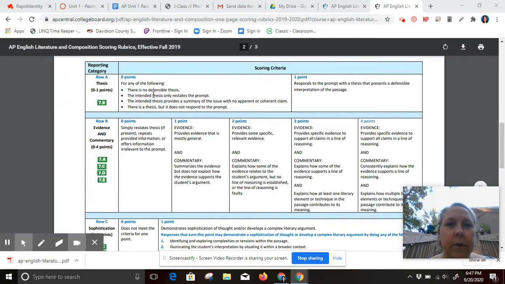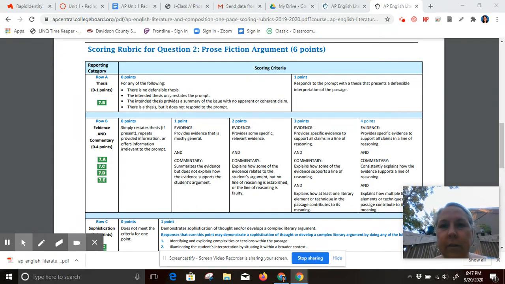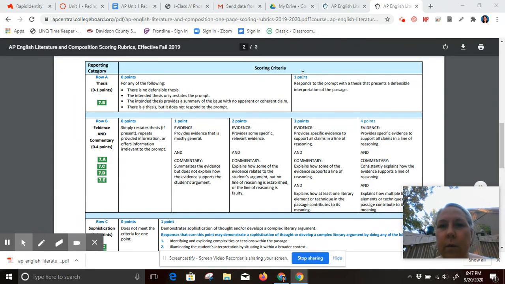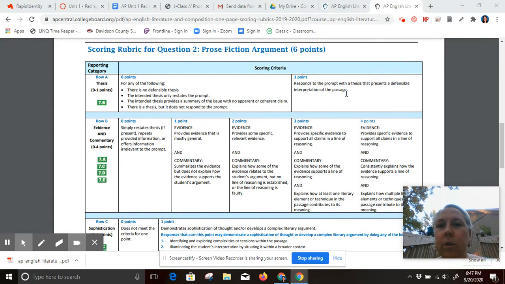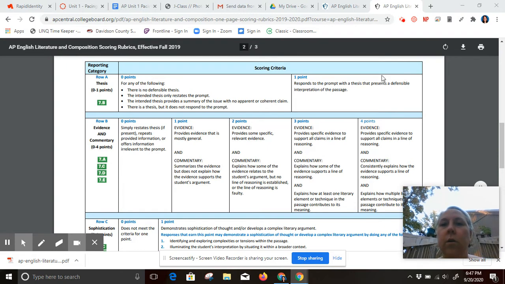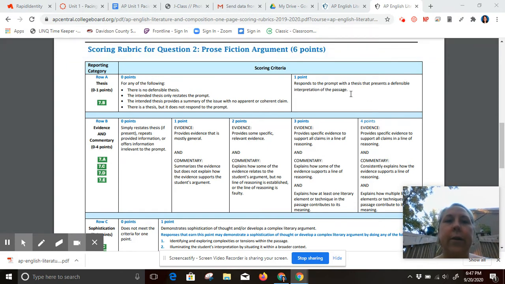All right, so it's only worth 6 points total. The first point you get is for your thesis. So you either get no points for not having a thesis or not a specific thesis, or you get 1 point. So 1 point means the student responds to the prompt with a thesis that presents a defensible interpretation of the passage. So you have to be able to defend your thesis. You have to have points that you're going to make improve throughout your essay.